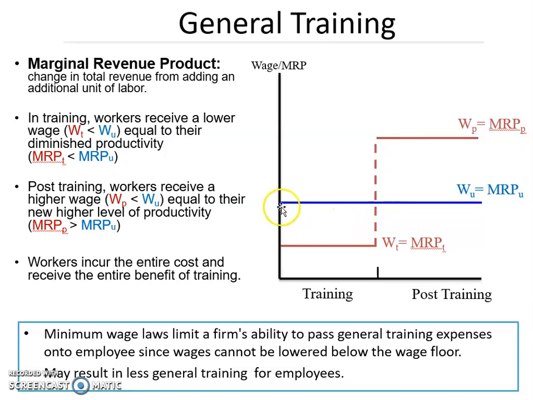Firms don't want to take a loss on the training because they know that once that worker is trained, that worker is going to expect to get paid for their higher productivity, or they'll leave and use that general training at another business. So this results in less general training for employees if the minimum wage is such that it would prevent the firm from lowering the training wage to the marginal revenue product.